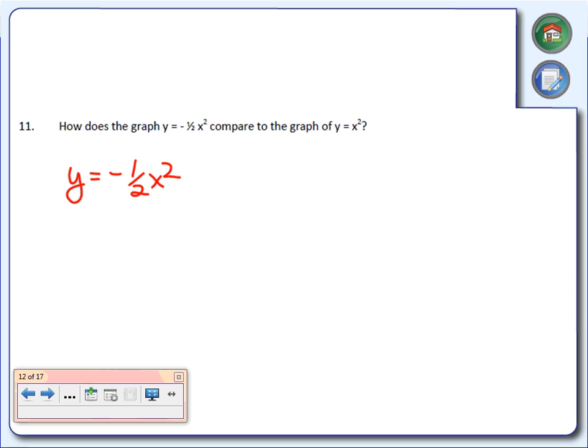Reflection. That's one of them. We have a reflection over the x-axis. What's the other thing you notice? It's vertically compressed, which is making it wider. Right? The 1/2 is making it wider because we are compressing it vertically. So those are the two things that I'm looking for on number 11.